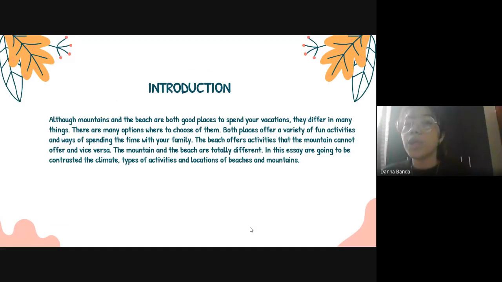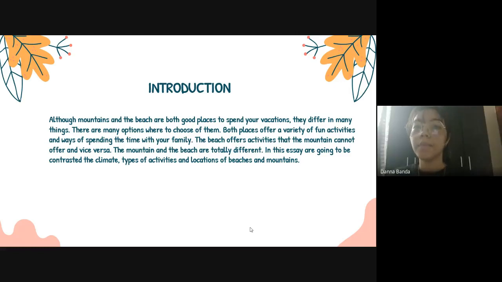I'm going to give an example of a comparison essay, but using this method, that is the block method. And I'm going to divide this into 4 parts, right? The first one is the introduction, then the body paragraphs, that is the second and third paragraph, and the fourth one, that is the conclusion. Okay, let's start with the introduction.